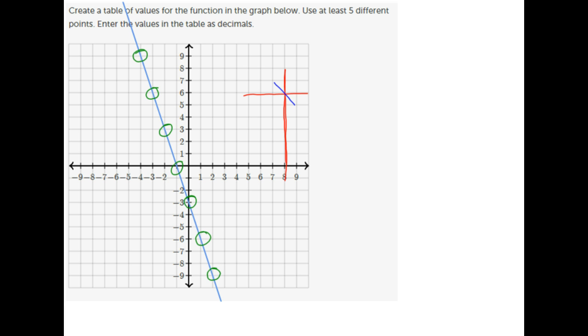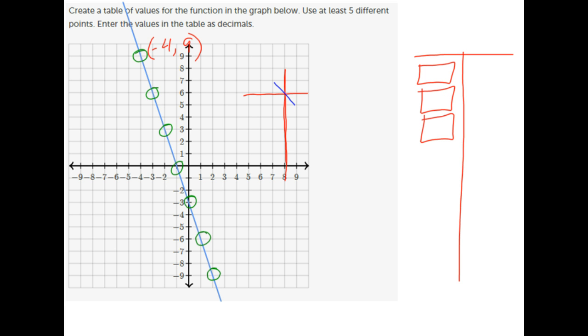Okay, so this point, we'll go like this, is a negative 4, 9. That would just be one of your points. Again, they have a table over here, and you have to put the numbers in those little squares, okay? You have to choose 5 points. In this problem, there are 1, 2, 3, 4, 5, 6, 7 that you could use. You only need 5.